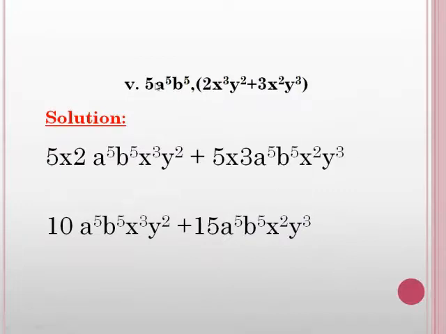Now students, here is question number 5 from the same exercise, which is 5a5 b5 multiplied with 2x cube y square plus 3x square and y cube. Firstly we multiply their coefficients, 5 multiplied by 2, a5, b5, x cube and y square. These variables are unlike terms, so we write them as they are, plus 5 multiplied with this coefficient which is 3, and we write all the variables in the same manner, a5, b5, x square and y cube. Now here we multiply these coefficients, 5 2s are 10 and a5, b5, x cube, y square as it is, plus 5 3s are 15 and a5, b5 and x square and y cube as it is here.